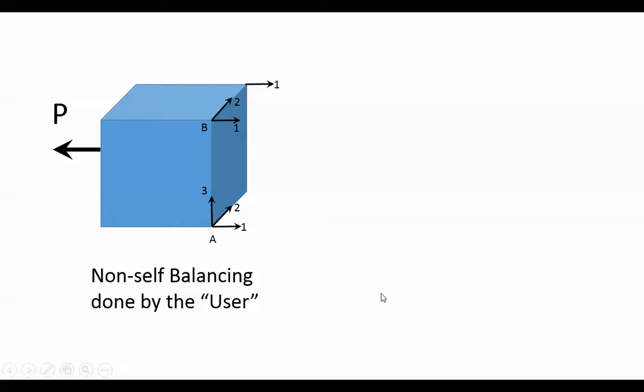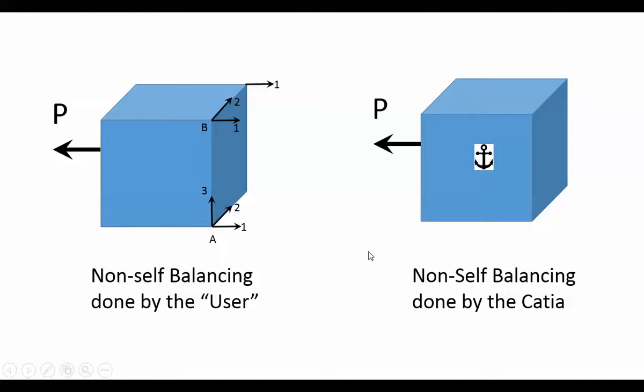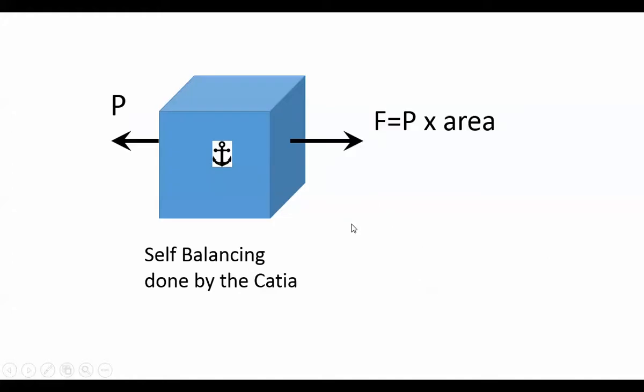In Catia, if you want to do this problem, instead of applying these restraints, you can go and apply isostatic restraint on the part. This has 2 options really. One is the self-balancing, and the other one is non-self-balancing. Right now, the way it looks, it's non-self-balancing. Now, if you ask Catia to do it as a self-balancing problem, then internally Catia applies a force on the right-hand side, or somewhere.